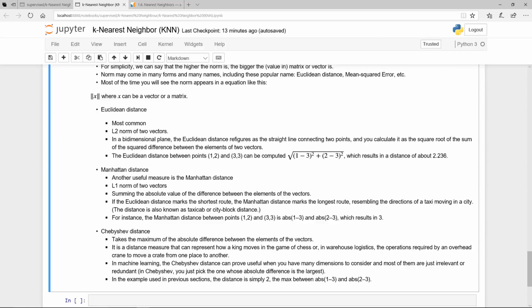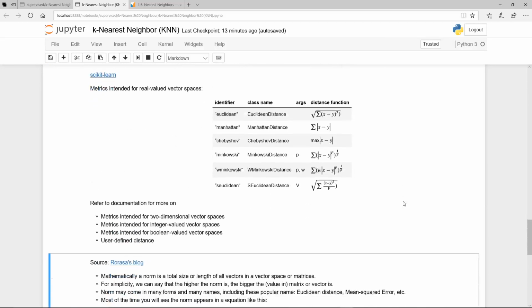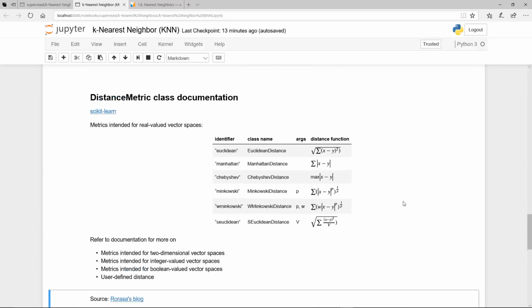Then the natural question you're going to ask is, hey Anthony, you never talked about Minkowski, because that seems to be the default used by the scikit-learn library. You are absolutely right. I haven't talked about that at all. So Minkowski is this one here. It has a P here.